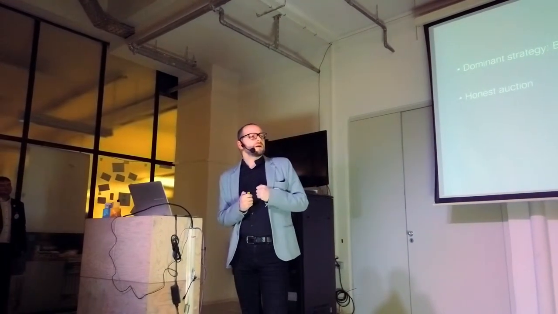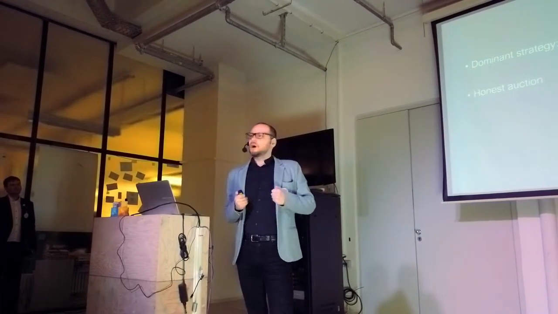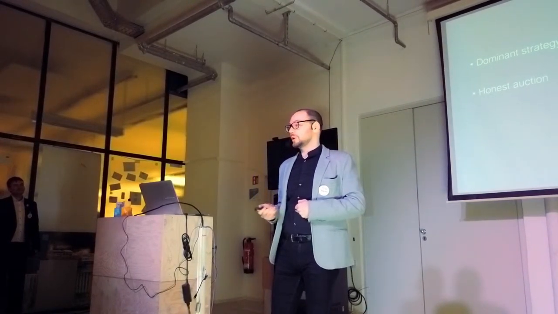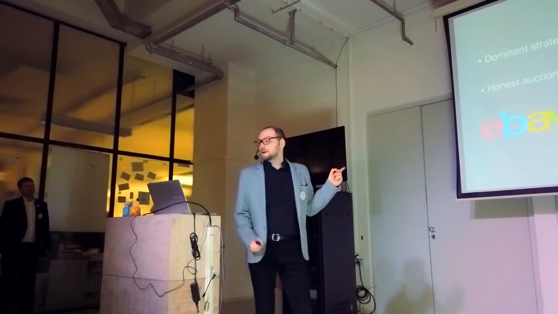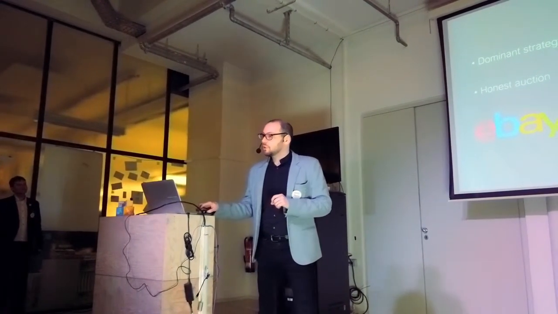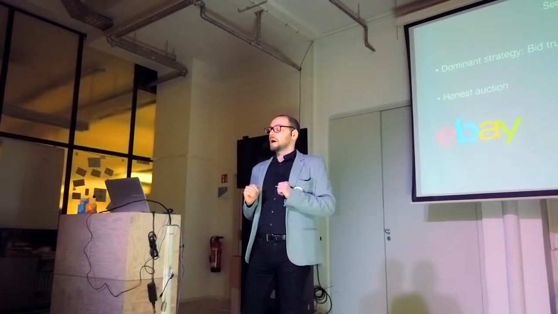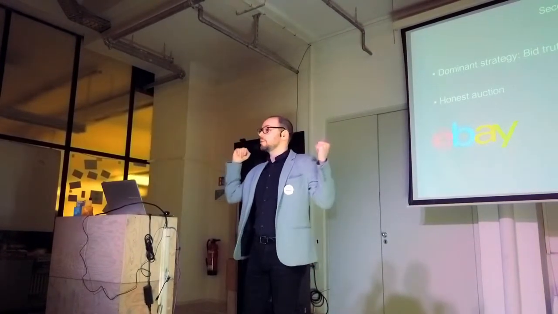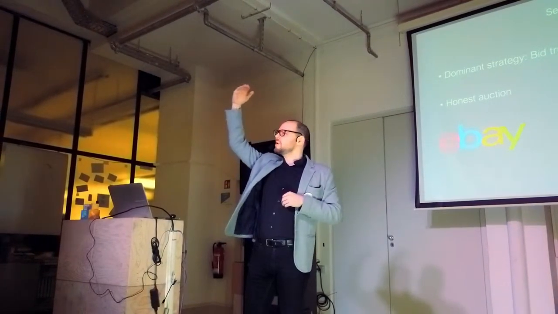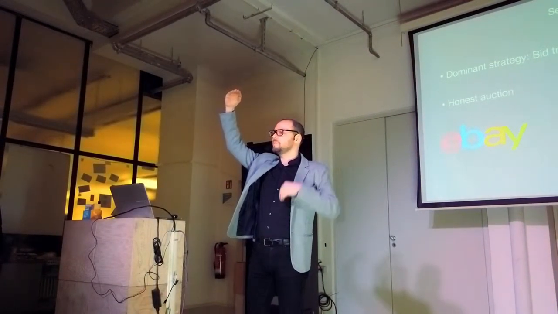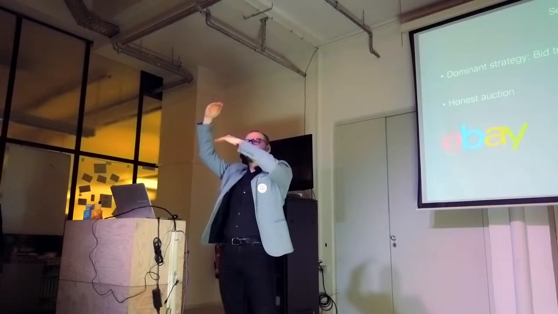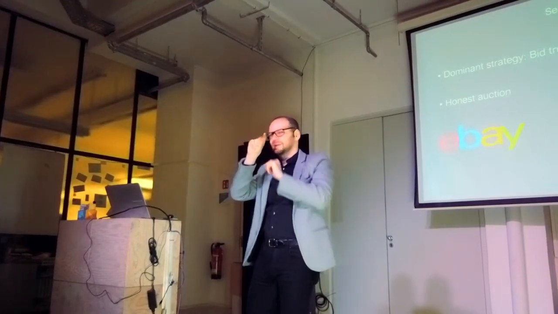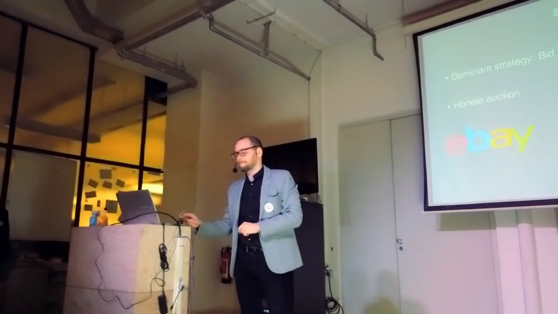And now you wonder, if it's such a great mechanism, why don't we use this everywhere? Well, we do. eBay uses the so-called proxy bidding, and this is actually a mixture of the English auction and the second price auction. You will realize you never pay the price on eBay that you have bid. You always pay something below, and this is exactly the second highest price plus some eBay fee.